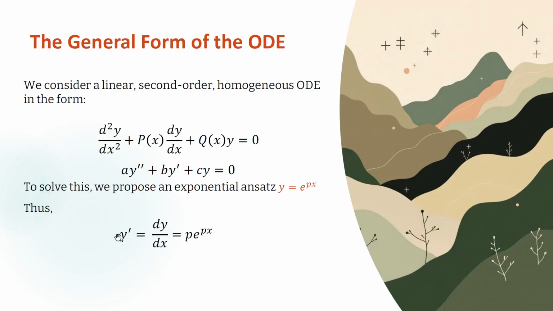Thus, if we want to solve this equation, we just have to get the derivatives of our exponential ansatz. In this case, y prime is equal to dy over dx, which is simply p e to the px. Of course, we will also be solving y double prime, the second derivative of y with respect to x, and this is just equal to p squared e to the px.